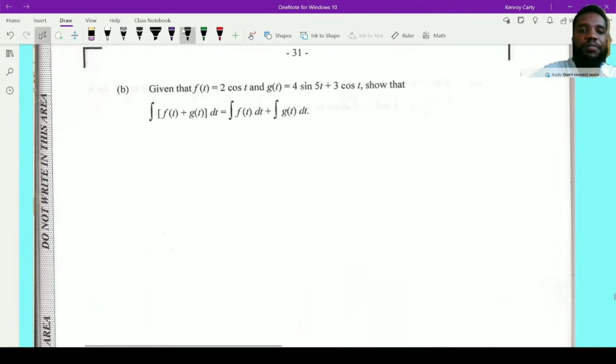And this is question B. This is an interesting question. It says that f of t is equal to 2 cos t and g of t is equal to 4 sine 5t plus 3 cos t.